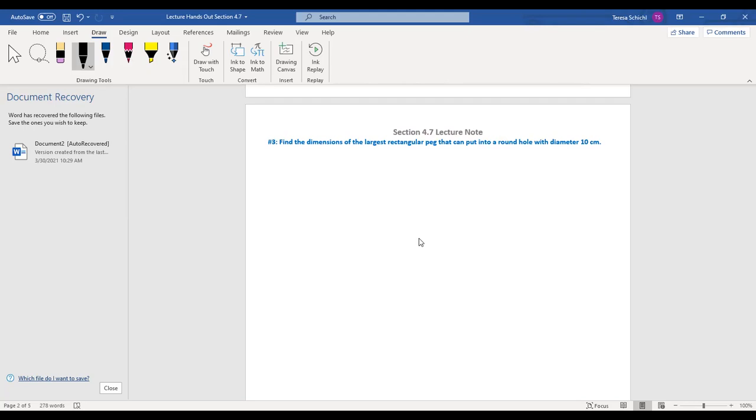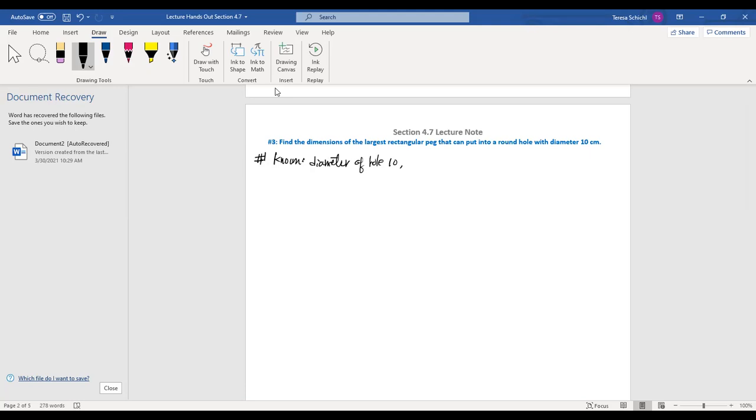Okay, so let's put our step number 1. Step number 1 is known and unknown. Let's take a look at the known. The known thing is we know the diameter of the hole is 10 centimeters. We know that. And so what is the unknown?